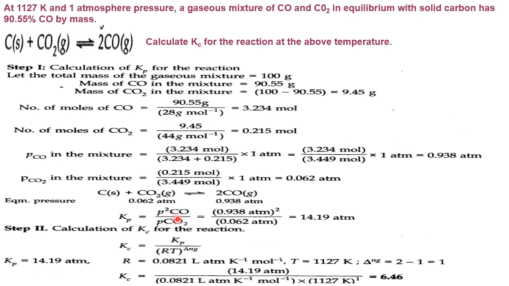Kp equal to product by the reactant. What is the product? CO, 2 times, so this is squared. And carbon dioxide, 1 time. Simplify, and we will get 14.19 atmosphere. That is the Kp value.